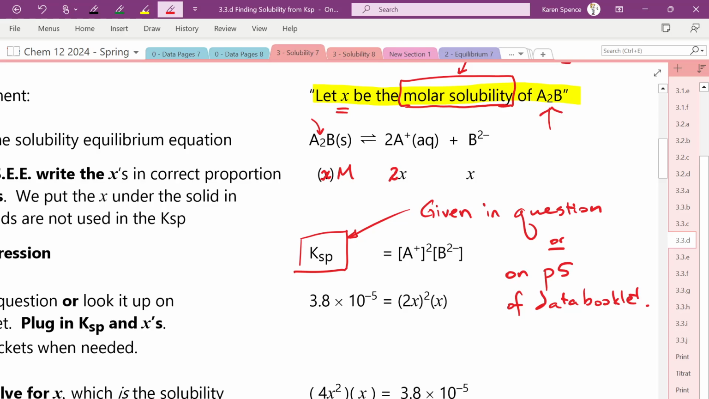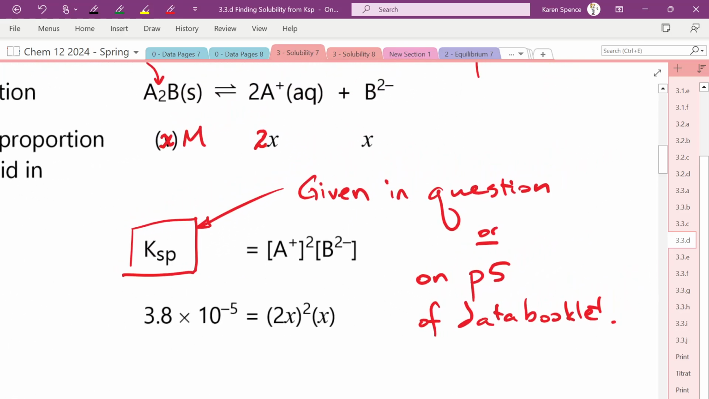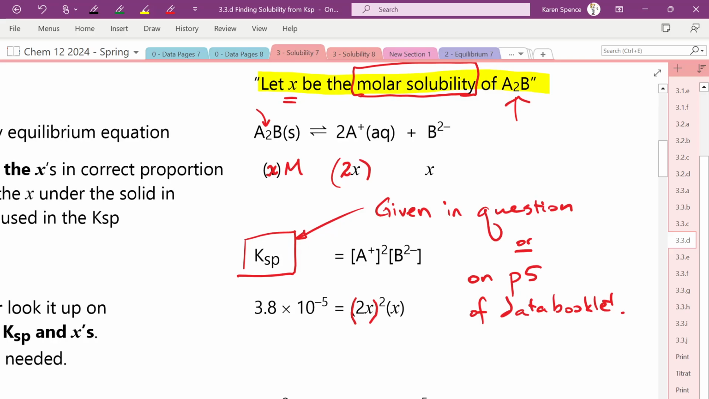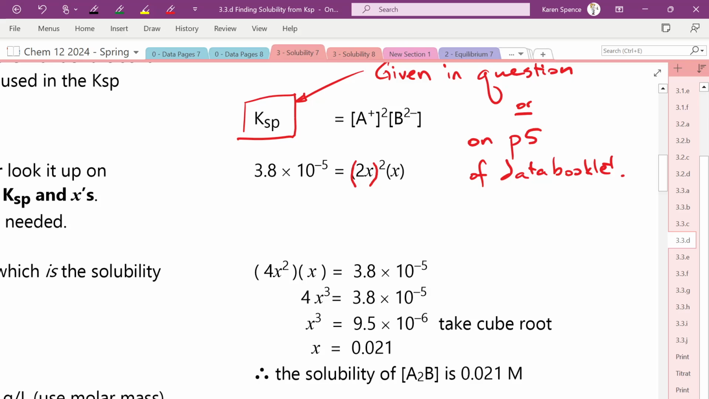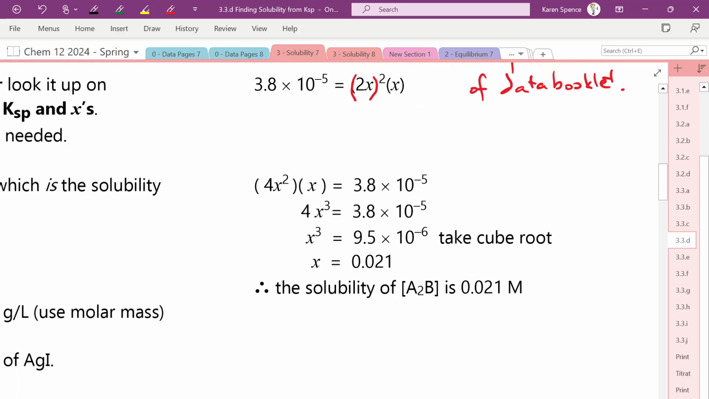All right, and the only thing to be aware of is when you square 2x, you have to square both the 2 and the x. And then you would solve for x. And whatever you get for x, well, we said the x is the solubility, and you have to remember that you include the unit in the solubility. Okay?